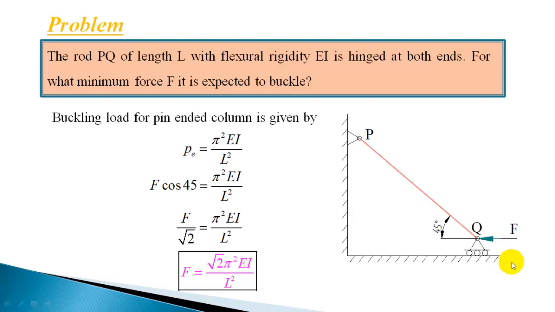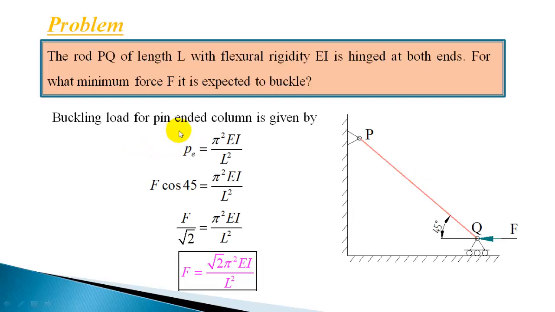So F cos 45, the component acting along the axis, is trying to compress the bar, and when F increases, the component compressing the bar will try to buckle this member. So this will act like a column subjected to an axial compressive load. When the load increases, the member may buckle. So we need to find out at what value of force F the member buckles.